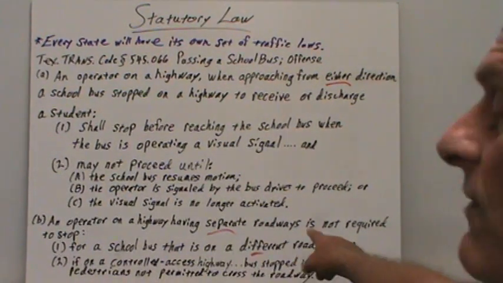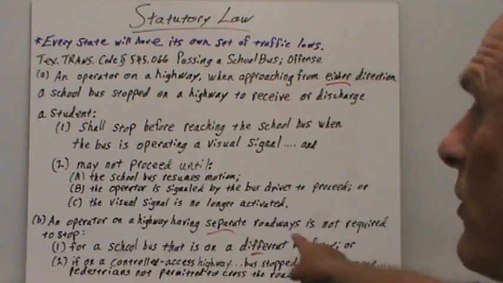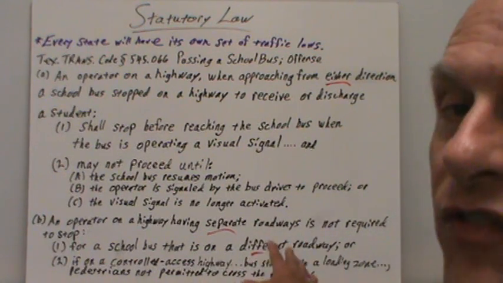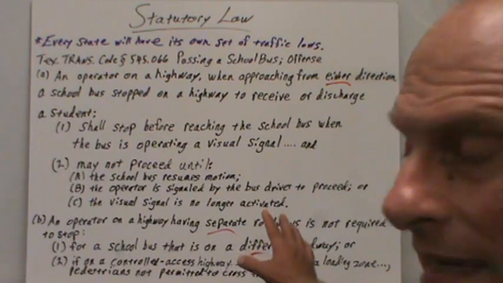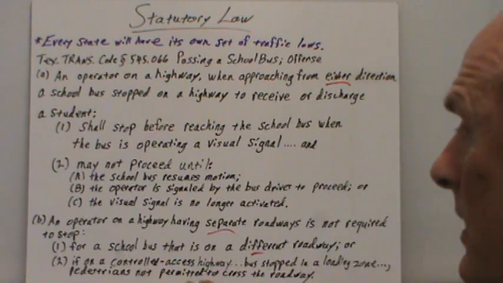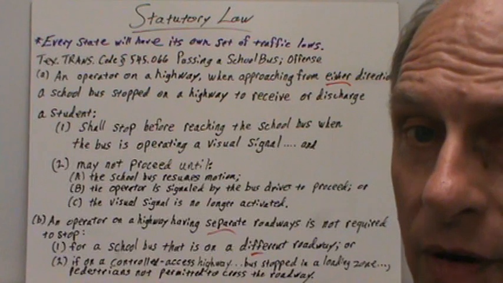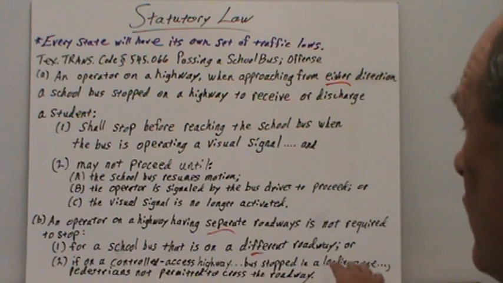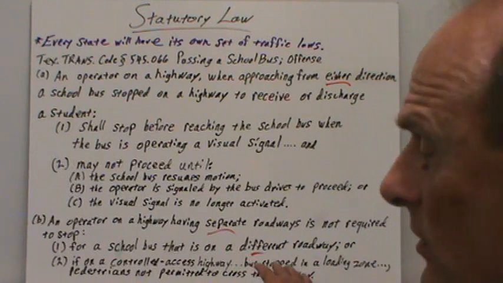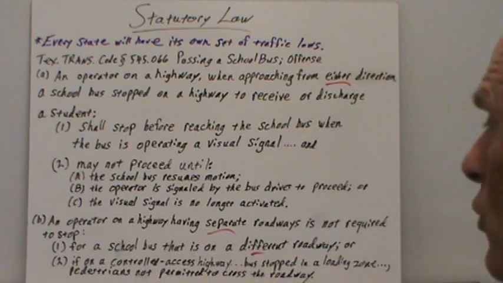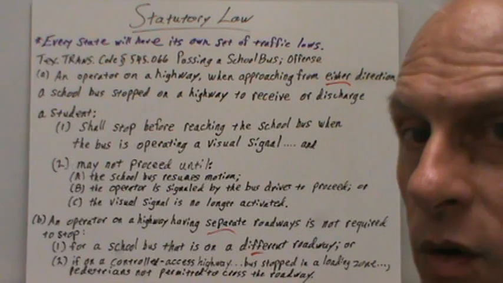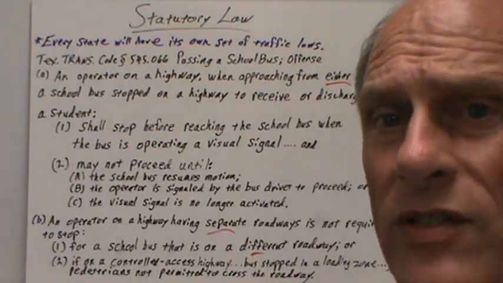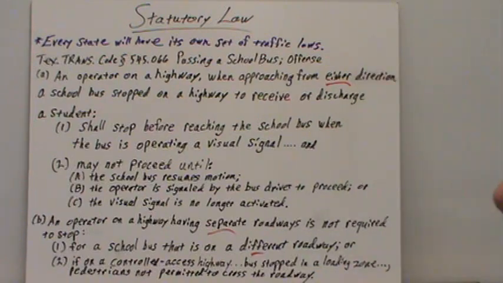An operator on a highway having separate roadways is not required to stop for a school bus that is on a different roadway, or, and this part won't apply very much, if on a controlled access highway, the bus is stopped in a loading zone. Okay, so it's really this first part, a school bus that's on a different roadway, where the questions arise. Well, what's a roadway, or what's a different roadway? Well, let's take a look.